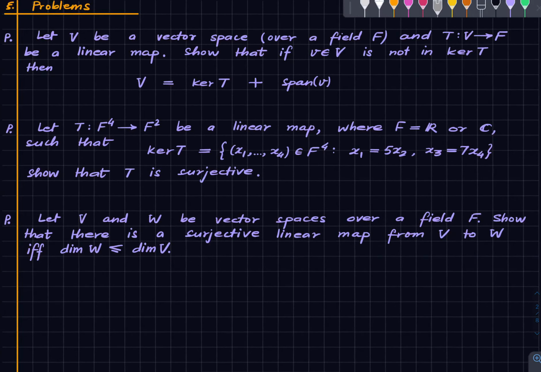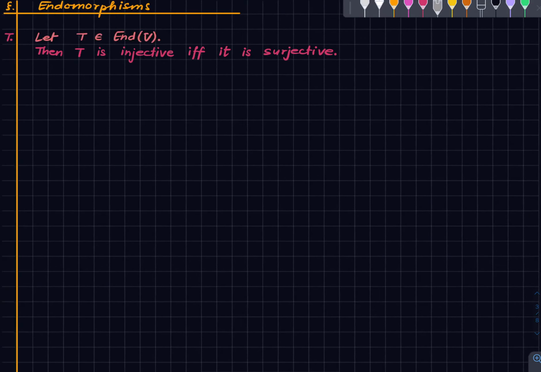Here are some problems for practice. And now let us get started. So our first application is about endomorphisms. Suppose we have an endomorphism on a finite dimensional vector space V, then it is injective if and only if it is surjective.